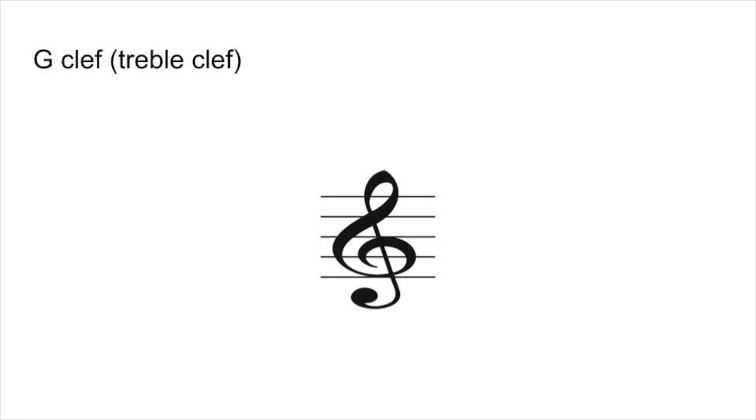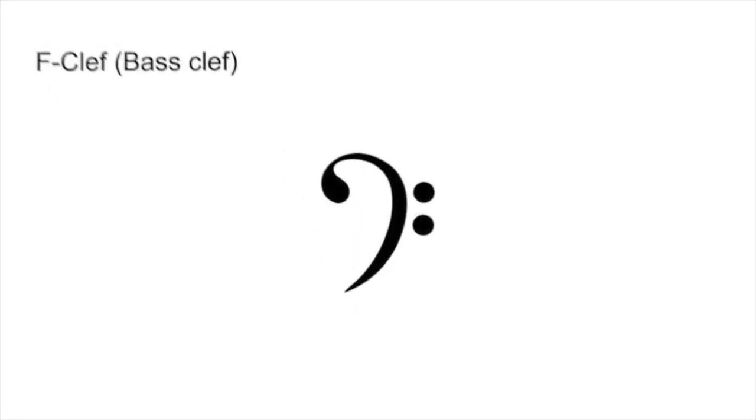Clefs are a musical symbol used to indicate which notes are being shown. Most notably in the piano are G clef and F clef. G clef is also known as the treble clef. It indicates a range of notes in middle C. F clef, commonly known as bass clef, indicates the ranges of notes below middle C.